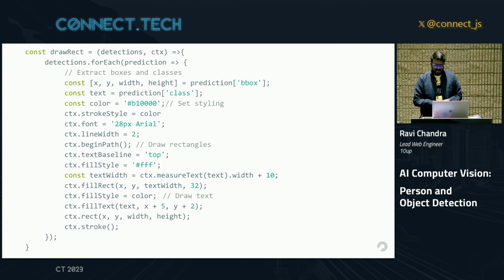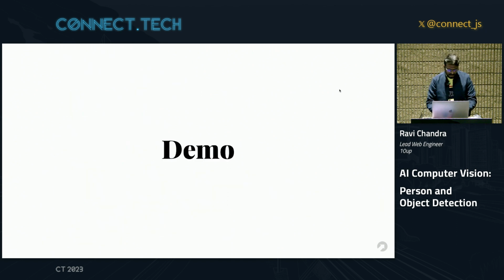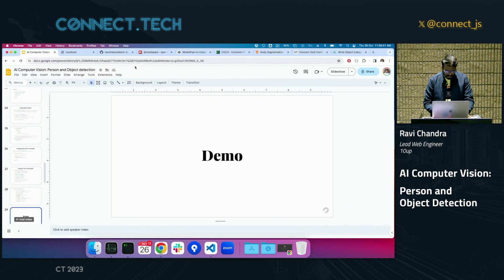So this takes the detections, it iterates through all the detections, reads back the XY width and height from the prediction's bbox property, reads the actual classification of the object from the class property, and then it does two things. One, it draws a rectangle around the object itself using the XY width and height, and then it draws a label at the top of the object. And we can take a look at the demo here.